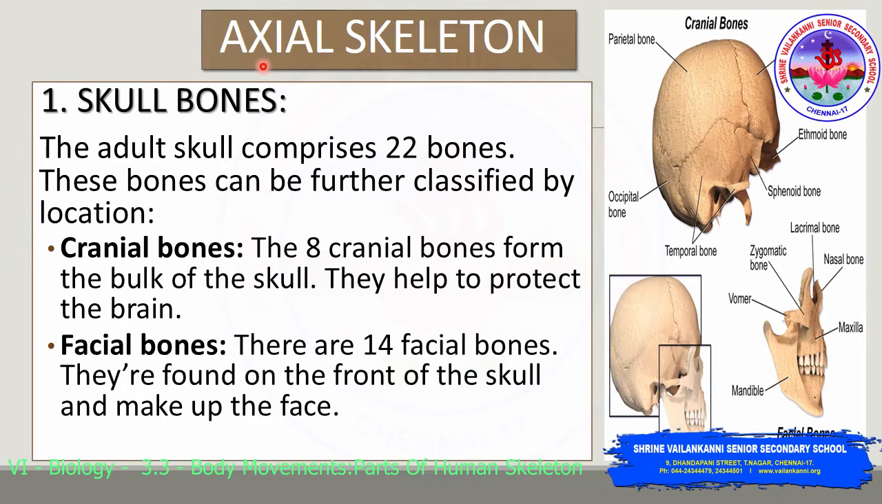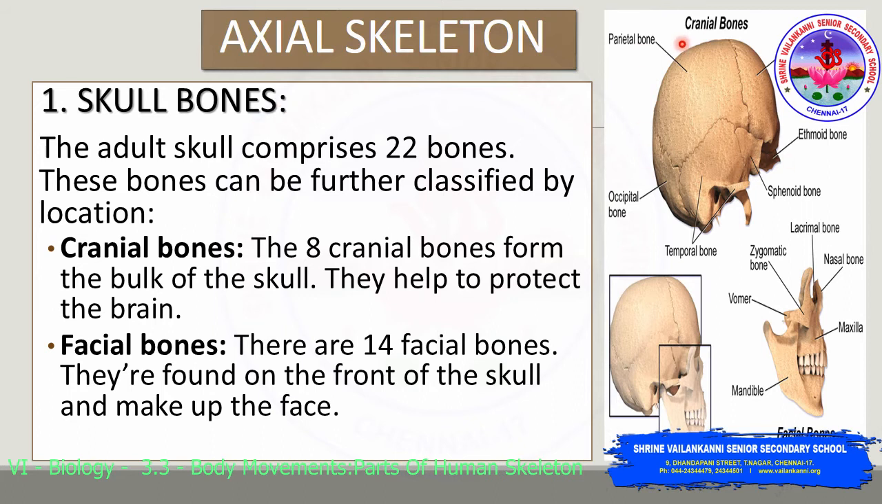Now we will be studying the bones which make up the axial skeleton. First among them are the skull bones. The adult skull comprises 22 bones. These bones can be further classified based upon their location. They are classified as cranial bones and facial bones.